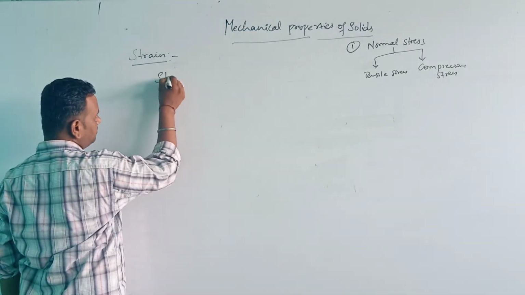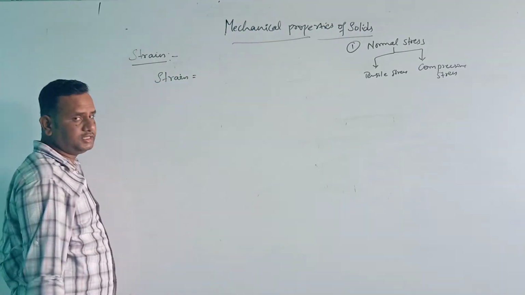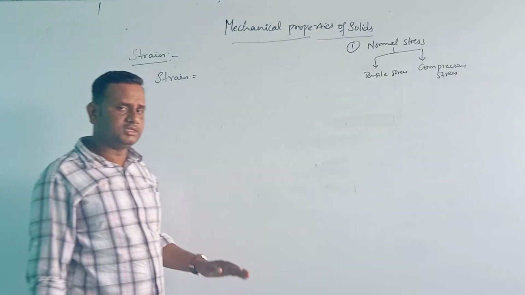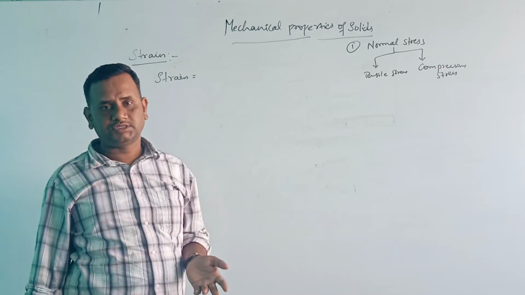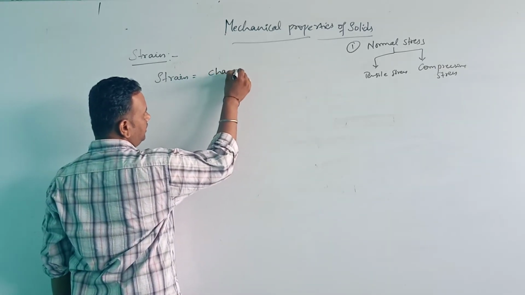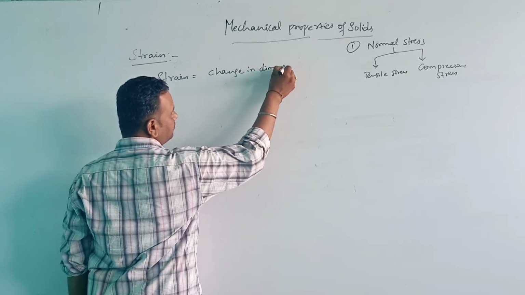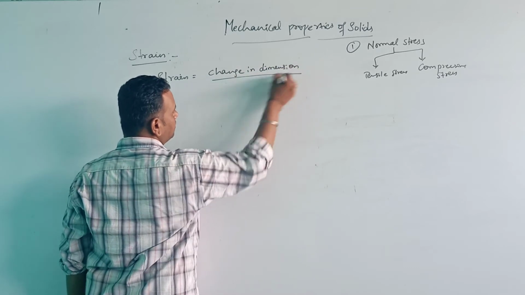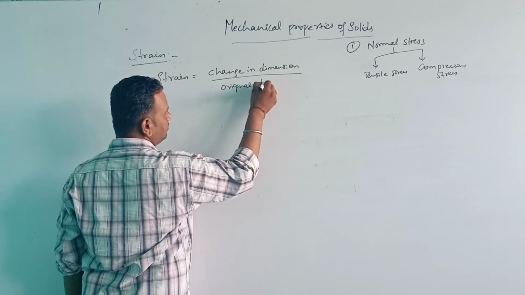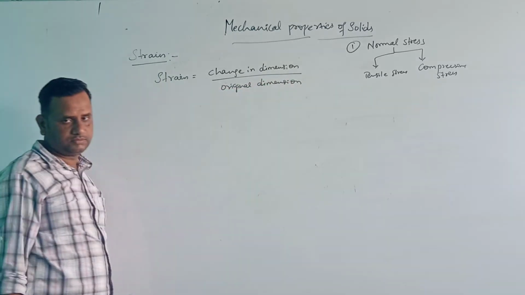Strain means the ratio of change in configuration to the original configuration, or also we can say, change in dimension to the original dimension. Change in dimension to the original dimension is called strain.